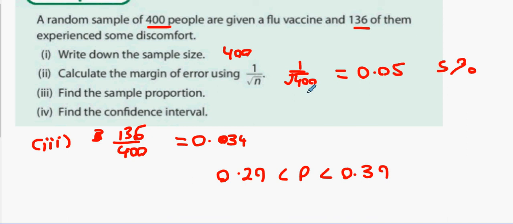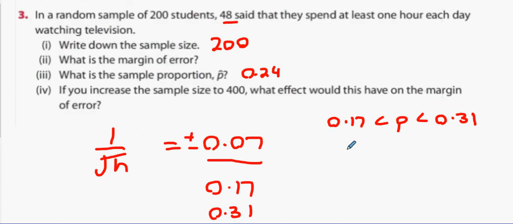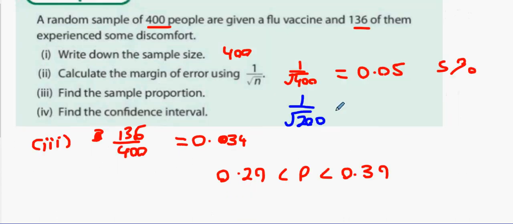in the previous question we had 200 people, didn't we? And the margin of error for 200 people was 0.07. So here's a question for you. When we doubled the amount of people we interviewed, did we halve the margin of error? Yes or no? When we went from interviewing 200 people to 400 people, did we double the margin of error? Or half the margin of error? No. So it doesn't work that way.